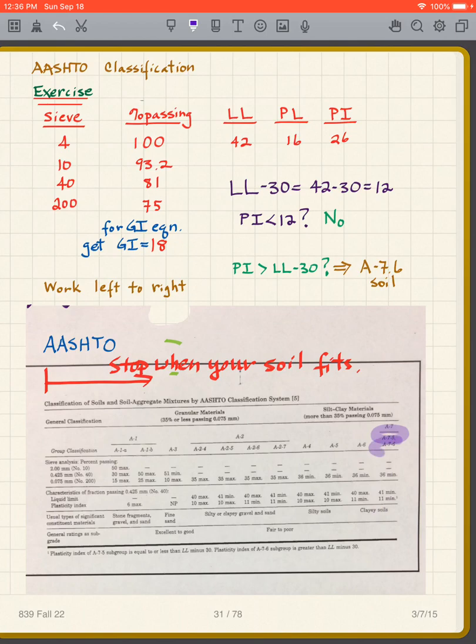either A75 or A76. How do I decide that? Well, then I have to read this little note at the bottom. And the note at the bottom says, plasticity index of A75 is equal to or less than liquid limit minus 30. So I have to calculate out liquid limit minus 30. Okay, so what is liquid limit minus 30? My liquid limit is 42. My liquid limit minus 30 is 42 minus 30 is 12. So, okay, so I calculate that out. What do I have to do with that?